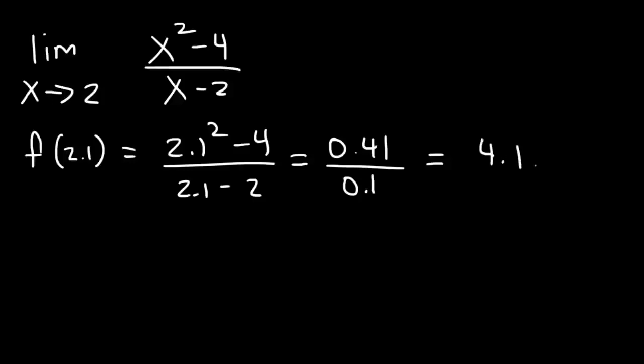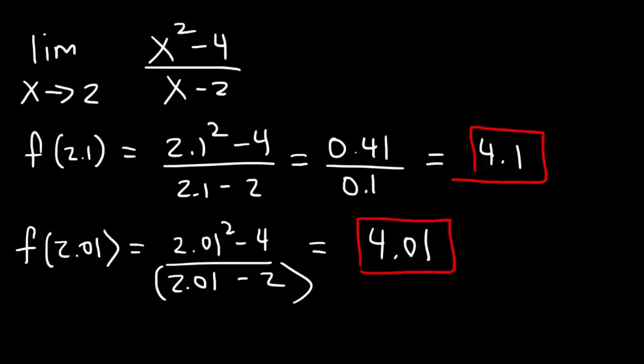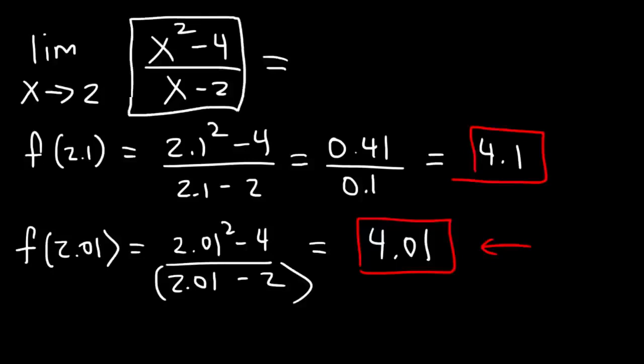Now what if we pick a value that's even closer to 2? For example, let's try 2.01. If you type this in the way you see it in your calculator, you may have to put this in parentheses. You should get 4.01. So notice what's happening. As we get closer and closer to 2, the limit approaches 4. So we could therefore say that the limit as x approaches 2 of this function is equal to 4.